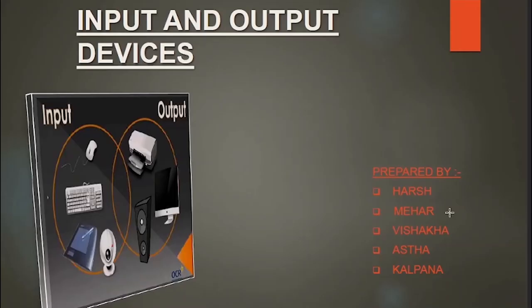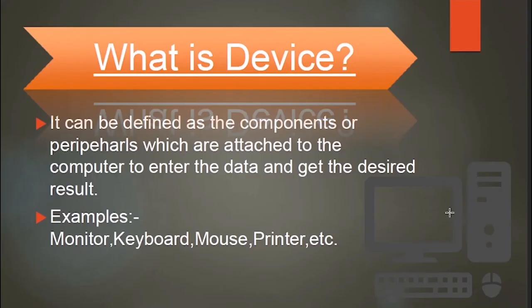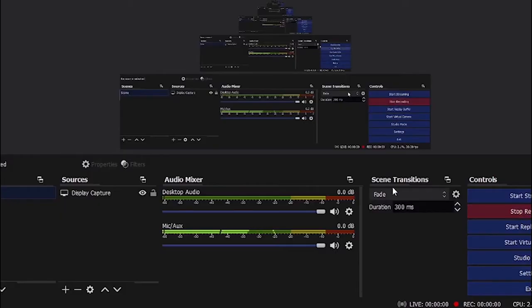Okay, so any idea what input and output devices are? Do you ever wonder how information gets in your computer and how it comes out in a form you can use? It is only possible with the help of devices. So, what are devices? Devices can be defined as the computer or peripherals which are attached to the computer to enter the data and get the desired result. For example, we have monitor, keyboard, mouse, printer, and etc.